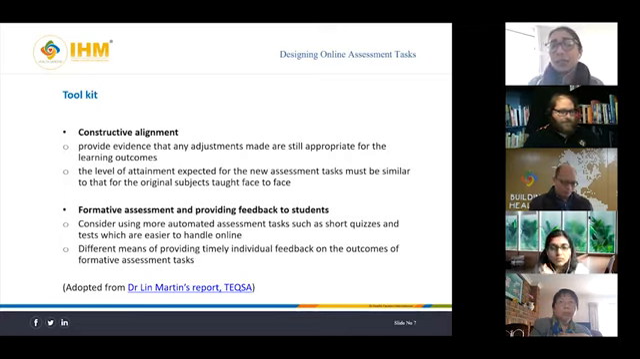And they're saying you can have more and more of automated assessment tasks, such as short quizzes and tests. And in upcoming slides, we'll be talking about how to authenticate these as well, because they are much easier to handle as compared to other written submissions.